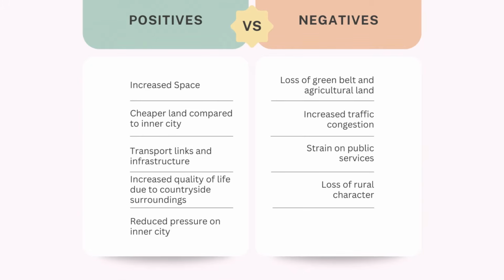The increased space and cheaper land make it attractive to developers. Overall, the quality of life will be better for residents. The loss of greenbelt and agricultural land is a major issue, and these developments have seen increased traffic and pollution, whilst rural areas lose their unique character.